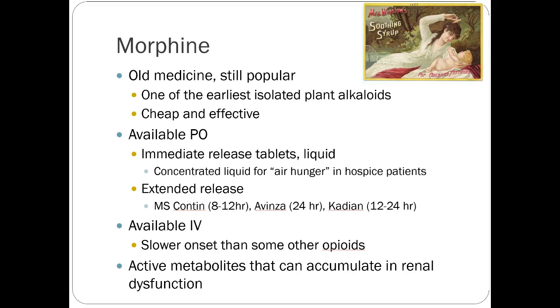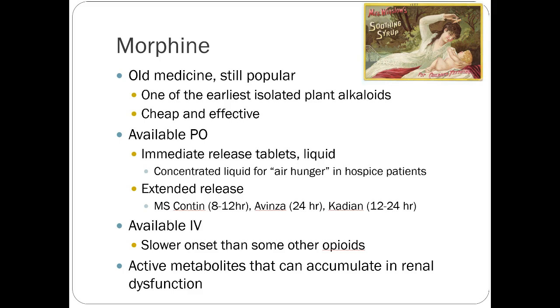MS Contin is by far the most common one out there, but the other ones last a little bit longer. And then it's available IV. Morphine has one of the slower onsets of any IV opioid we can give, but that's not necessarily a bad thing. Sometimes that's good. You want maybe a little bit more gradual of an onset. People might not get quite as high of a euphoric response from it. They also might not get quite as sedated if you give them IV morphine versus something else.